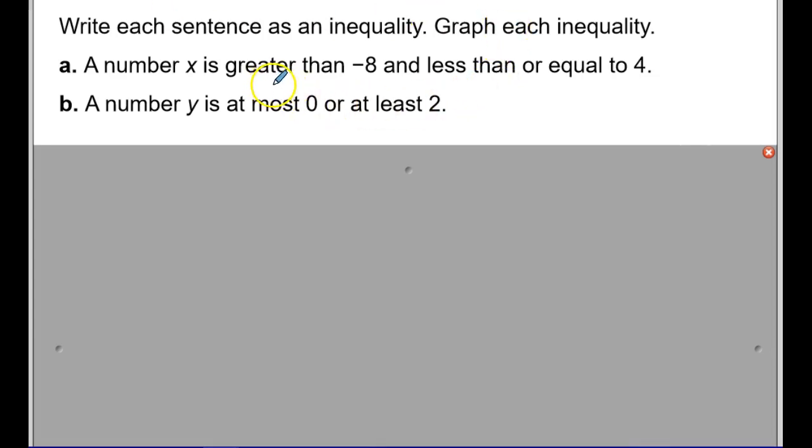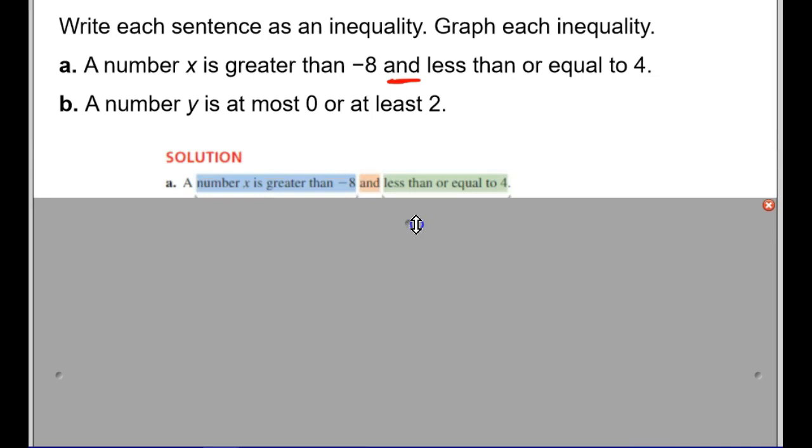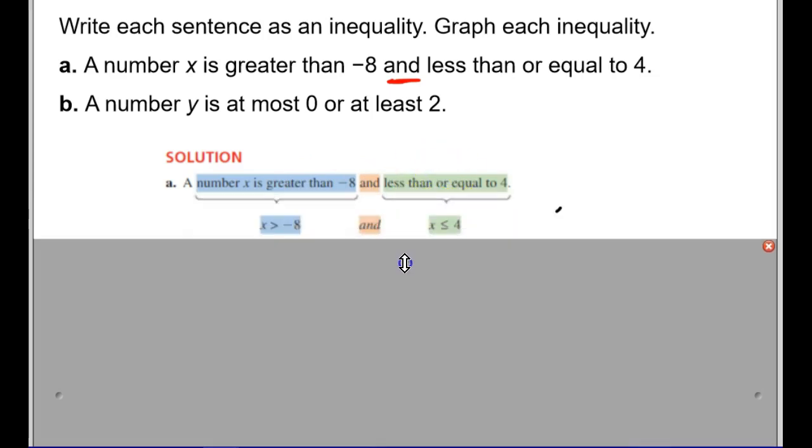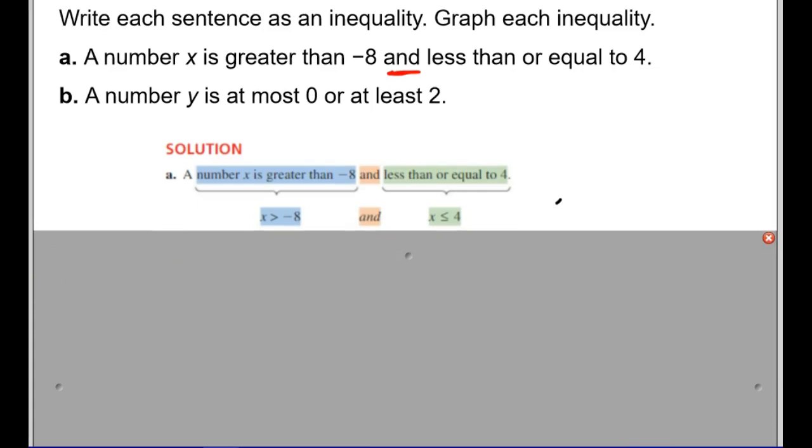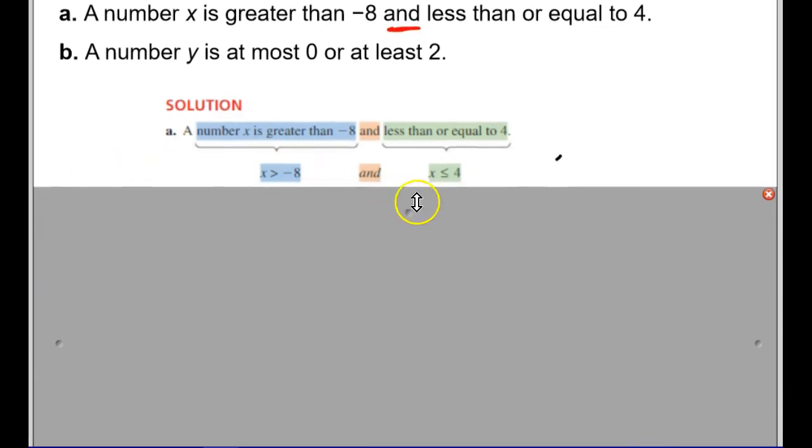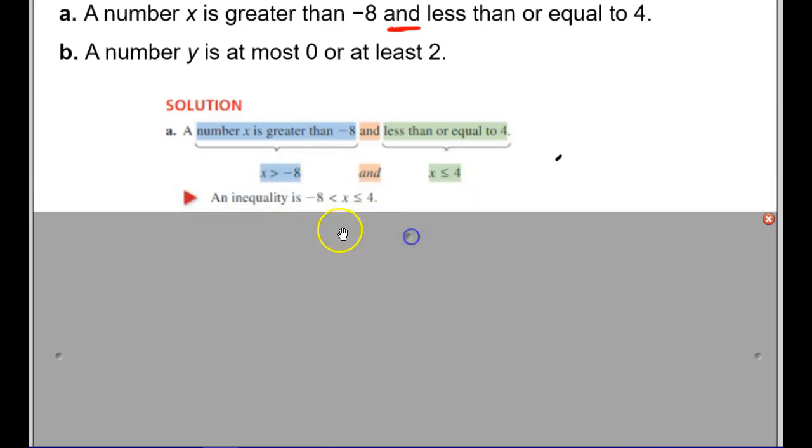So the first thing is a number x is greater than -8 and, there's my key word, less than or equal to 4. So I want to look at them in chunks. So a number x is greater than -8, so I can write that inequality, and then I can write the inequality for less than or equal to 4. So that's what that looks like. So the cool thing when I'm dealing with and statements is I generally am able to write them in one sentence. So here I can see that my arrows can both go the same direction, so I can rewrite my inequality. So -8 is less than x, which is less than or equal to 4.